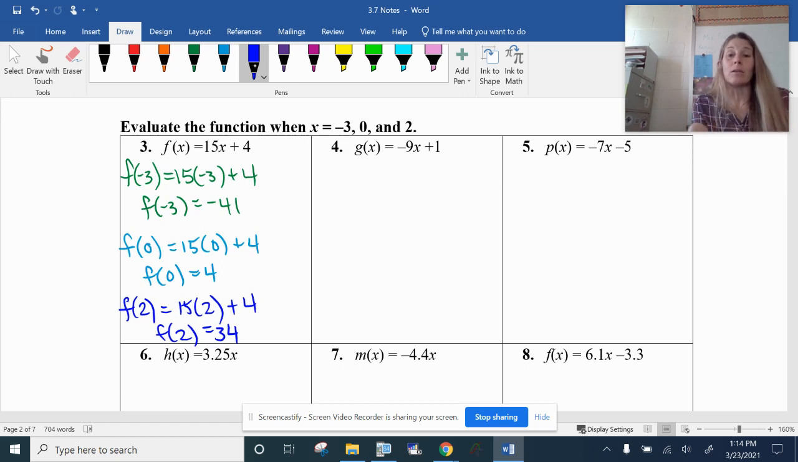If we had these values for our domain, or inputs, then the negative 41, the 4, and 34 would be our outputs.